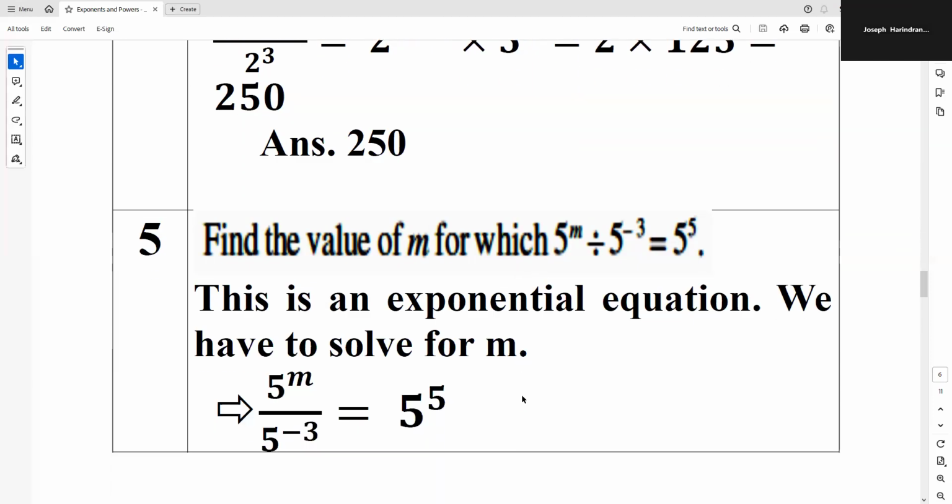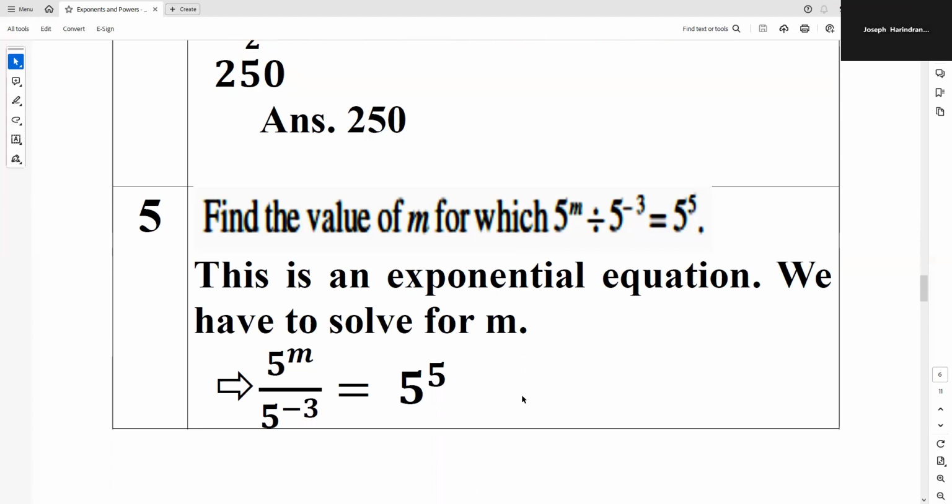Let us go on to the fifth question. The fifth question is an exponential equation. Find the value of m for which 5 power m divided by 5 power minus 3 is equal to 5 power 5. This is an equation involving exponents on both sides of the equation. We have to solve for m. We have to find the value of m.